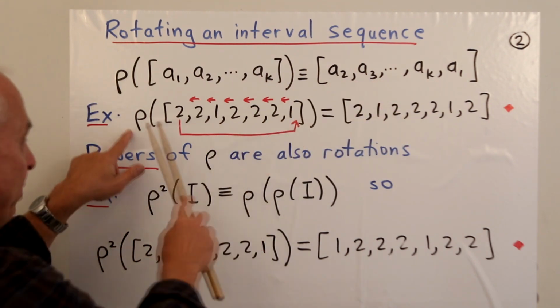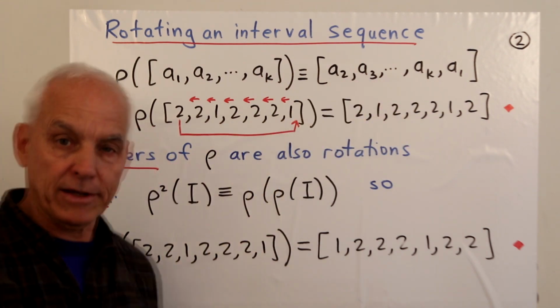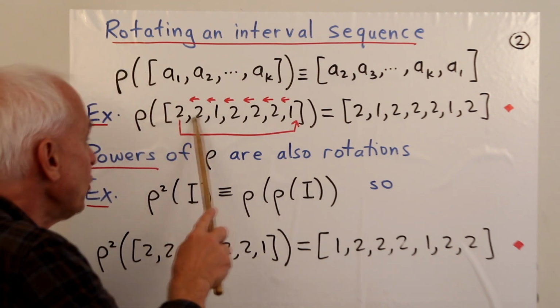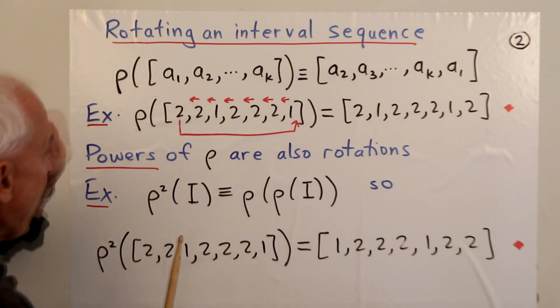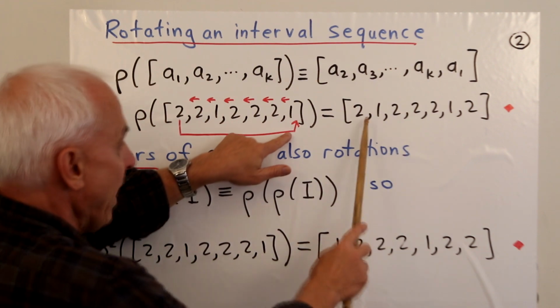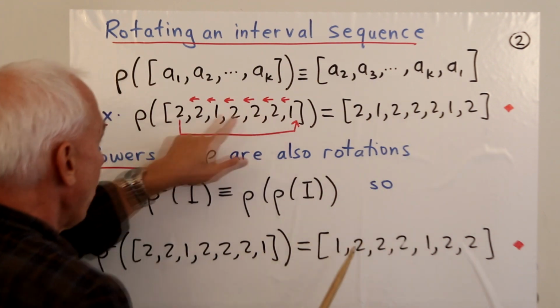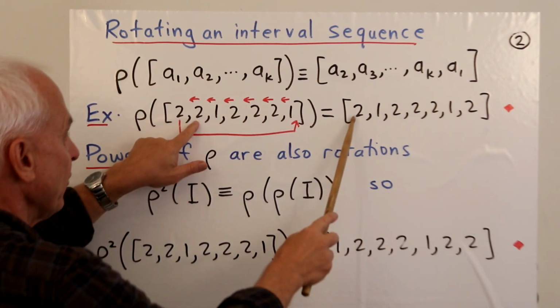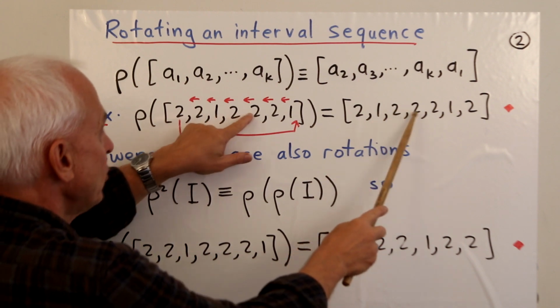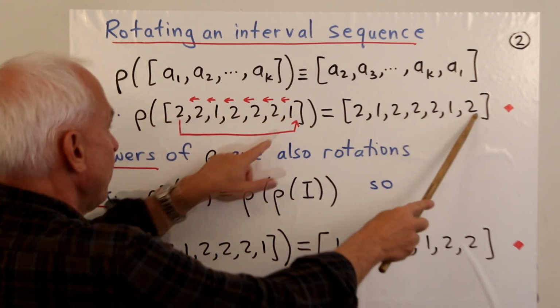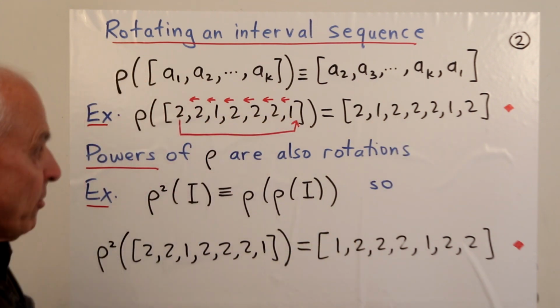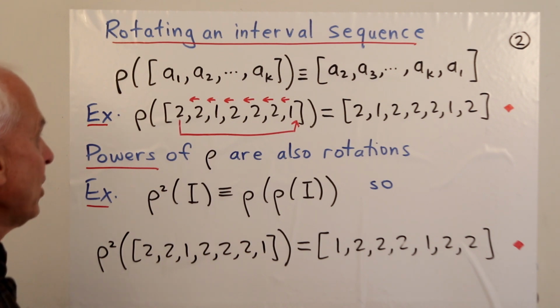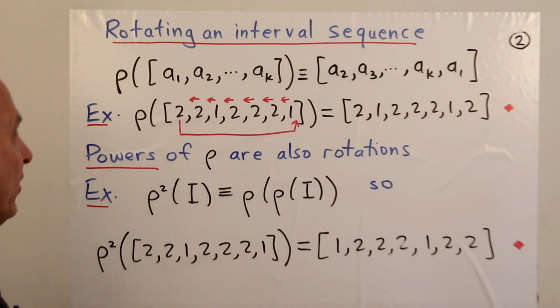So for example, if we apply this row to our major scale interval sequence, consisting of 2, 2, 1, 2, 2, 2, 1, then what happens is this 2 gets moved to the back, and all the other ones get moved up. So now there's a 2, a 1, 2, 2, 2, 1, and the initial 2 got moved to the back. Okay, so that's the rotation of an interval sequence.